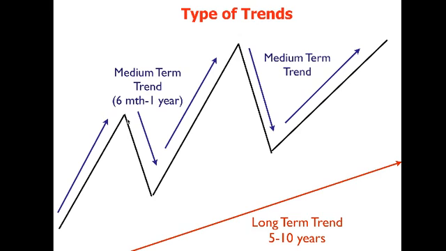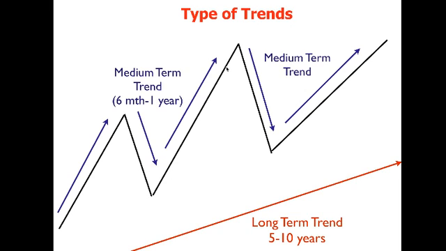Why? Because if you buy it here, you will see the price going down for 6 months to 1 to 2 years. Although it will eventually go higher in 5 to 10 years, you don't want your money to get stuck there and not do anything for 6 months to 1 to 2 years. So as a medium-term investor, you only want to buy when it's on a medium-term uptrend, on a long-term uptrending stock.